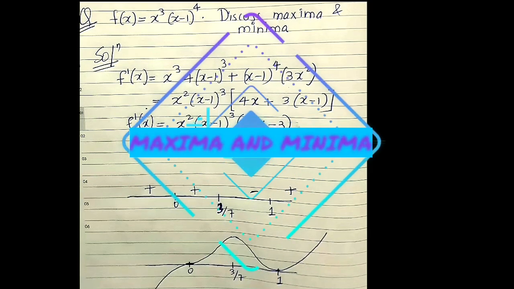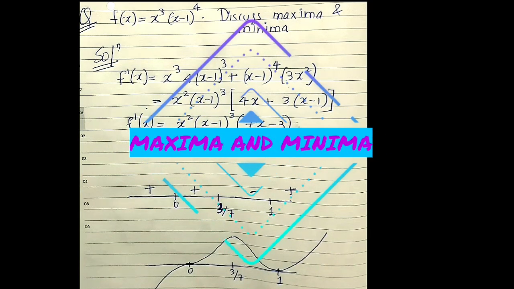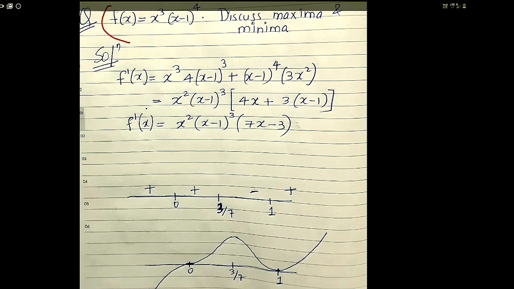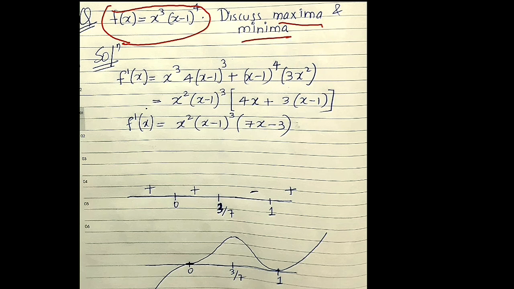There is a question here. It's about maxima and minima. So this is a basic simple function which is given to you. Okay, and here we are supposed to find where this function has maxima and minima.